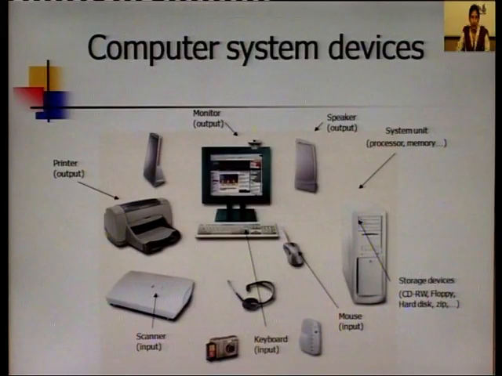A computer system is a collection of devices. The devices of a computer system are input devices, output devices, and the processing unit. Among these devices, there are some categorized devices. First are the monitor and speaker. Monitor is an output device. Speaker is also an output device, and printer is also an output device, a hard copy output device. Scanner is an input device. Keyboard is an input device, used for key input, and mouse is a pointing device, which is an input device. In the CPU we have processors, memories, and storage devices, such as CD writer, readable, writable, floppy, hard disk, and others.